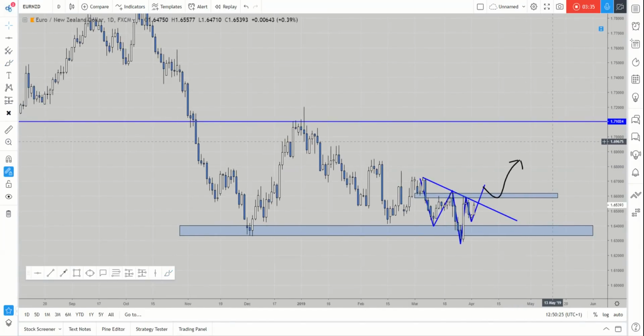Okay, so Euro Kiwi is high on the watch list. Again, wait for the breakout, wait for the confirmation, as this market still technically is in a consolidative pattern. We need to see confirmation before doing anything here.